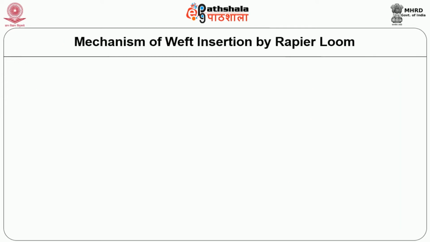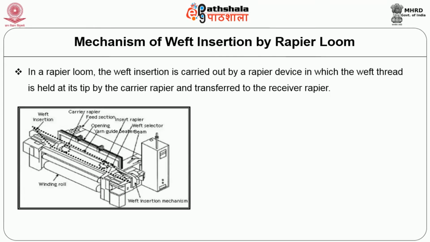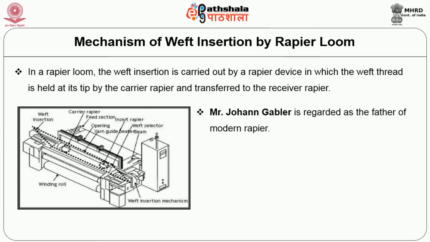Now let us get into the mechanism of the weft insertion by a rapier loom. In a rapier loom, the weft insertion is carried out by a rapier device in which the weft thread is held at its tip by a carrier rapier and transferred to the receiver rapier. Mr. John Gabler is regarded as the father of the modern rapier.